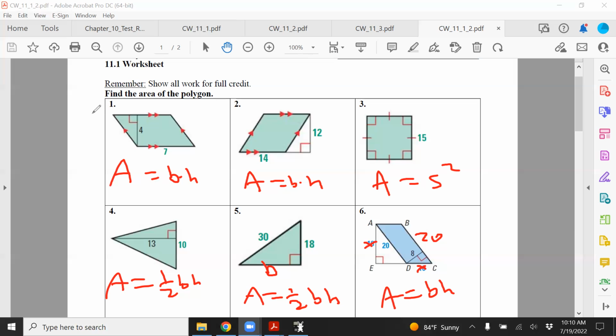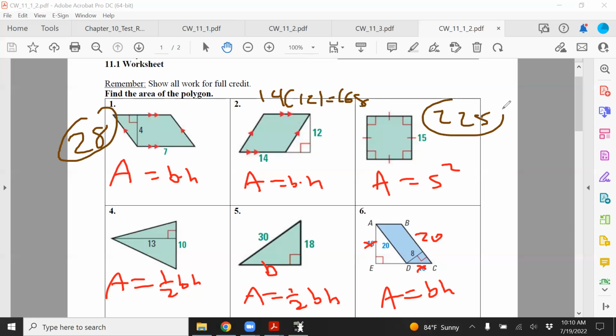Anyway, this one's gonna be 28. That was gonna be 14 times 12, which is 168. That's 225. Guys, go ahead, please. Let me finish. That's gonna be 65. Pythagorean theorem, I think that's 20. Is that 24? Yeah. Okay. And you gotta do half of 24 times 18, which would be, what's that? 216? You guys get 216 for that one?